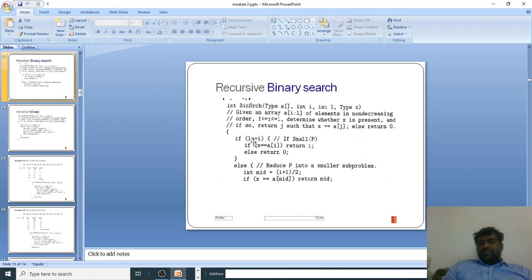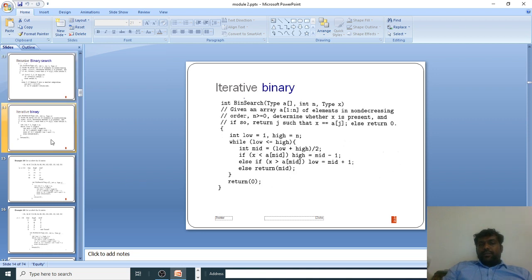So if low equals i, then if x equals a[i], that is if it's a small problem where only one element or two elements are present at that particular moment, if small(p), then you are going to return i if the key element is found, else you are going to return 0. Else what you are going to do, you are going to find out the mid position. If it's equal to mid, you are going to return mid.